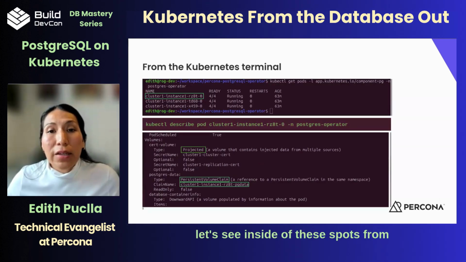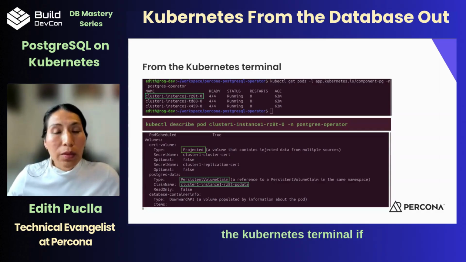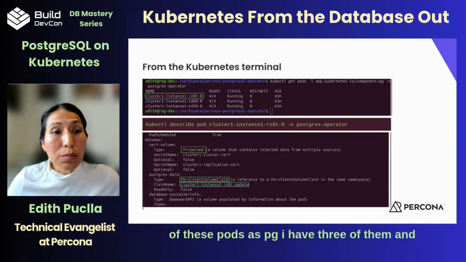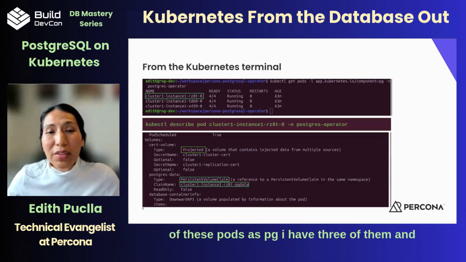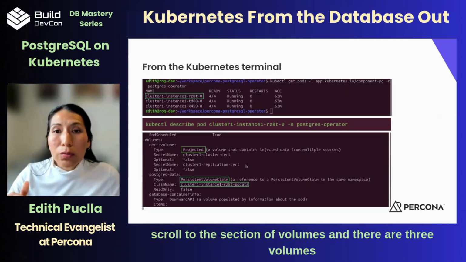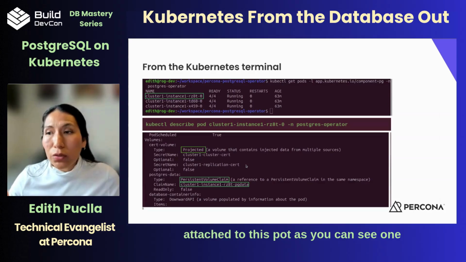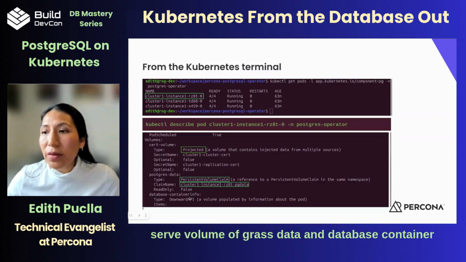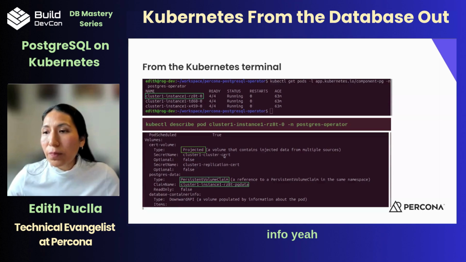Now let's see inside of these pods from the Kubernetes terminal. If I run kubectl get pods and I look for the labels of these pods as postgres, I have 3 of them, and I will describe the first one. I scroll to the section of volumes, and there are 3 volumes attached to this pod, as you can see: cert volume, postgres data, and database container info.